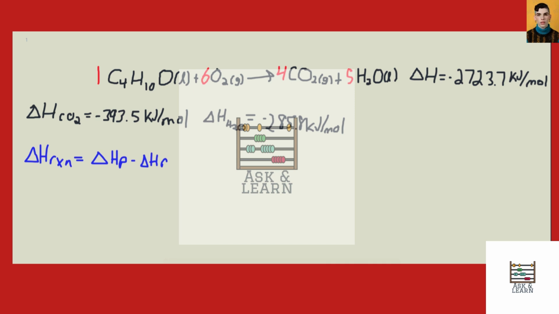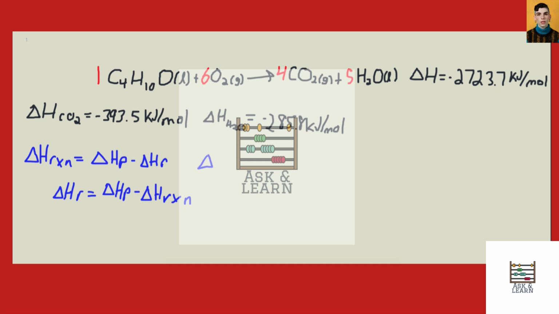So now we're going to switch things around. So delta H of the reactant is equal to delta H of the products minus delta H of the reaction. So remember, since oxygen's an element in its standard state, delta H is equal to 0 kilojoules per mole. So our only reactant is going to be our diethyl ether.